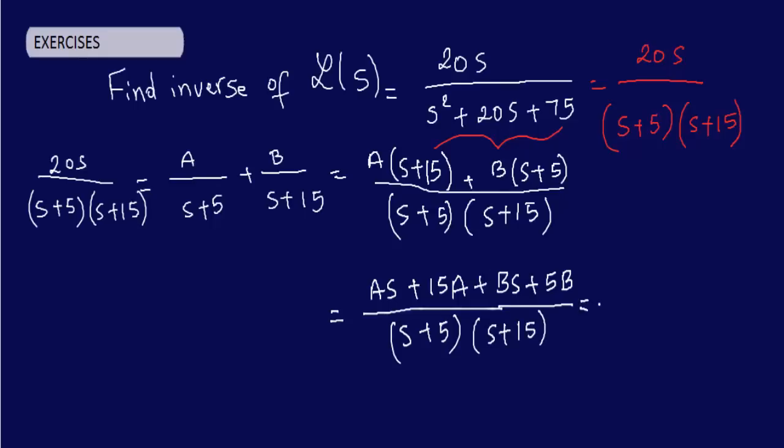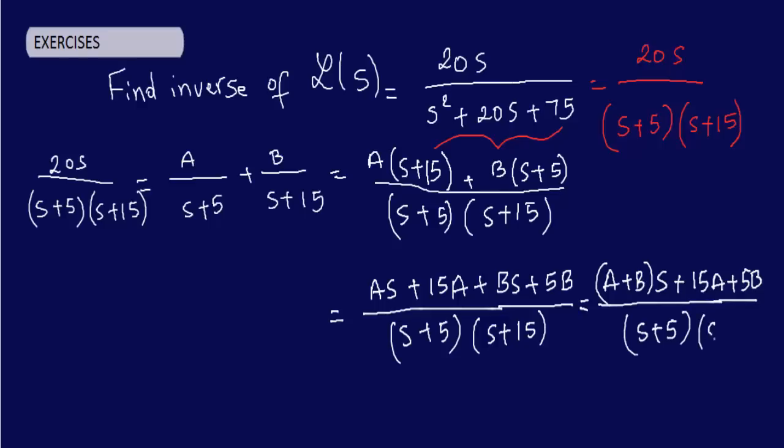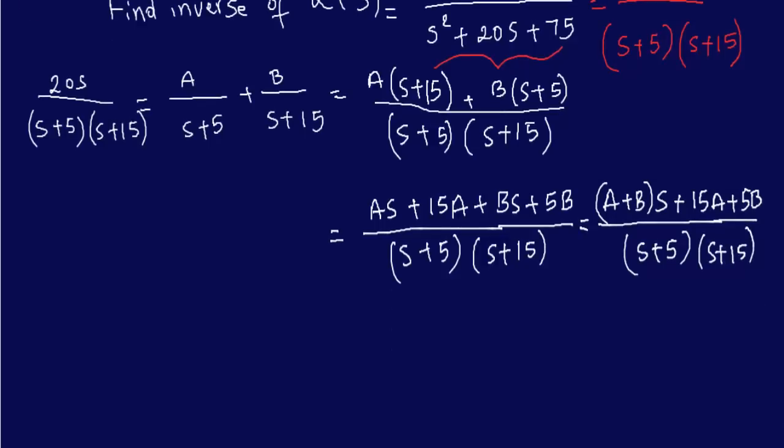Alright, so we're going to put the s's together and the constants together. So that'll be A plus B times s, because we have As and Bs, and then the constant would be 15A plus 5B. Again, the denominator doesn't change, s plus 5 times s plus 15. So this equation equals, oops, I went too far. Trying to get it back up here. Okay.